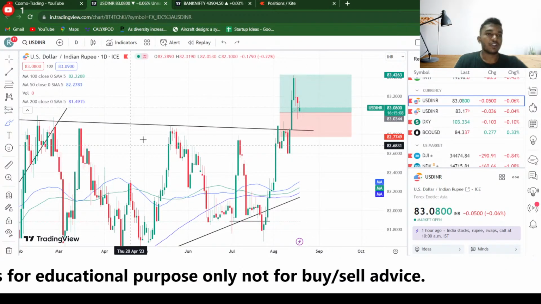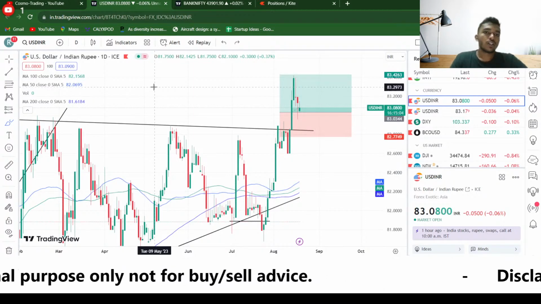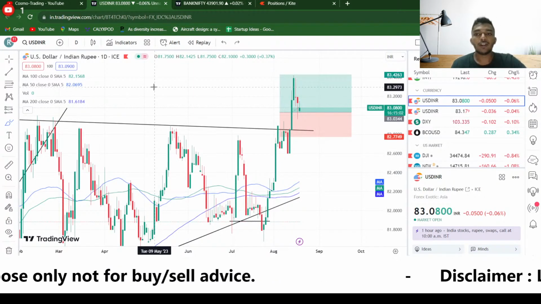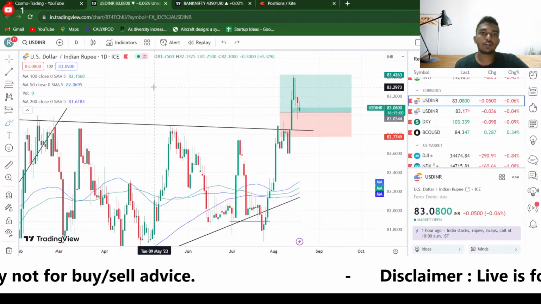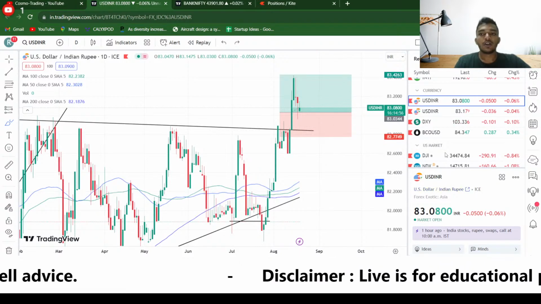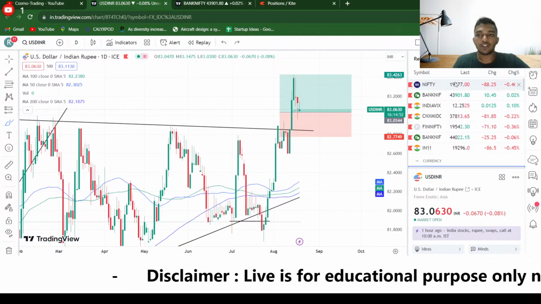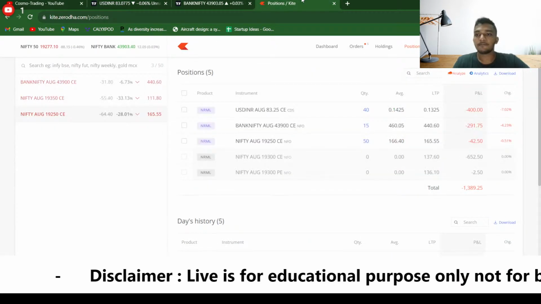on USD INR. That's why I've taken a trade on USD INR, and I hope you can also take a trade on USD INR if you feel convinced about it. These are the trades which I have taken on Nifty, and I have given you the explanation why I have taken these trades.